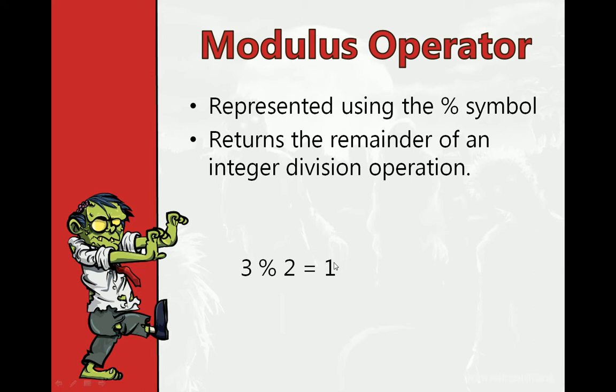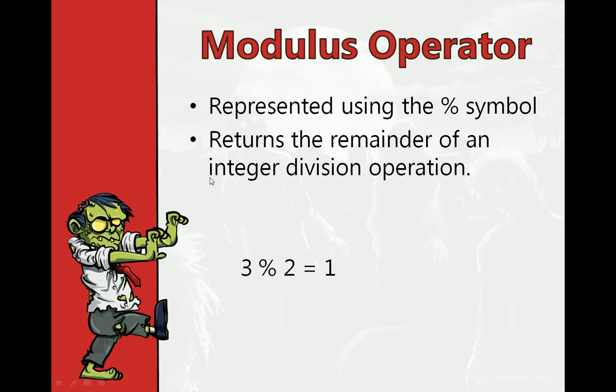If I had 7 modulus 4, the answer would be 3, because 4 goes into 7 one time with 3 left over, so the remainder is 3. I would really get used to this modulus operator, which we're going to see in our demo. Don't worry, we're going to cover it. But just keep in mind that it returns the remainder of an integer division operation.